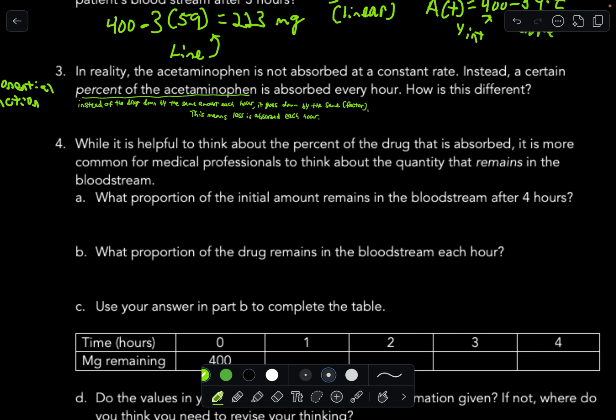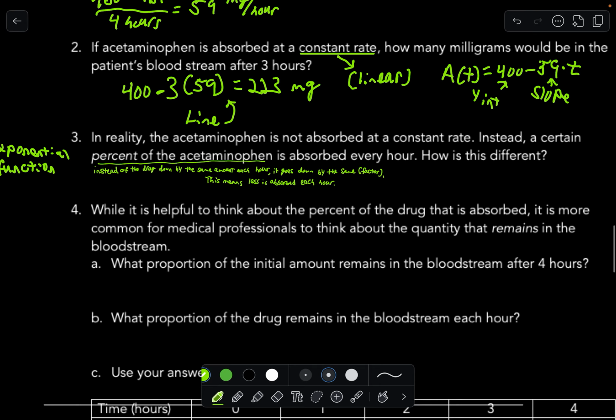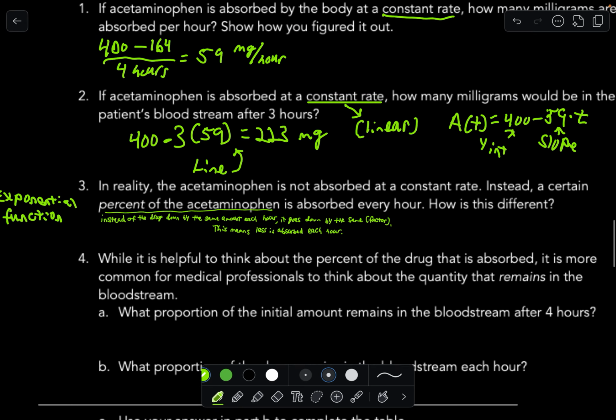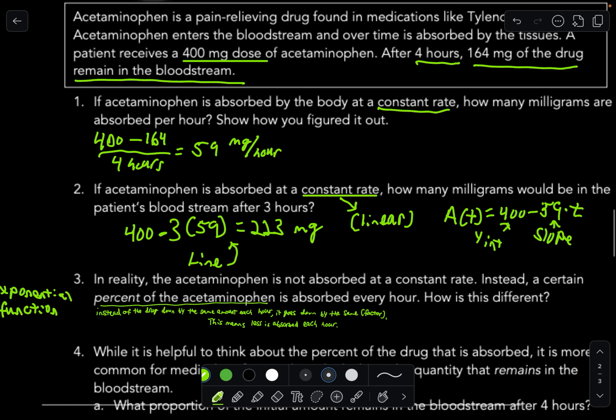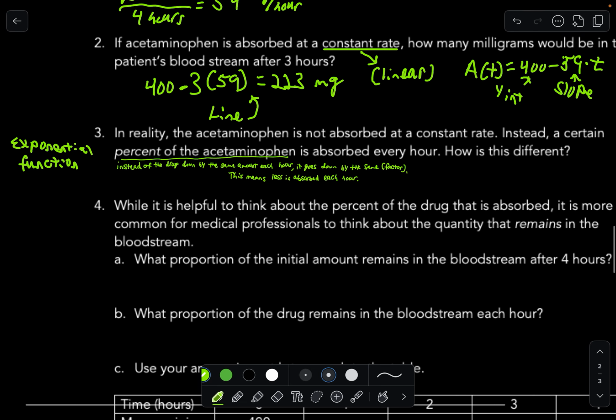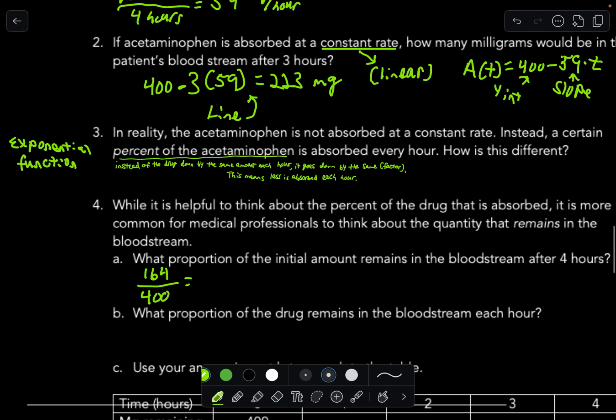While it is helpful to think about the percent of the drug that is absorbed, it is more common for medical professionals to think about the quantity that remains in the bloodstream. What proportion of the initial amount remains in the bloodstream after 4 hours? Well, after 4 hours, there's 164 milligrams of the drug. So that would be 164 divided by the original amount, 400. All right, and if you use your calculator, that equals 0.41.